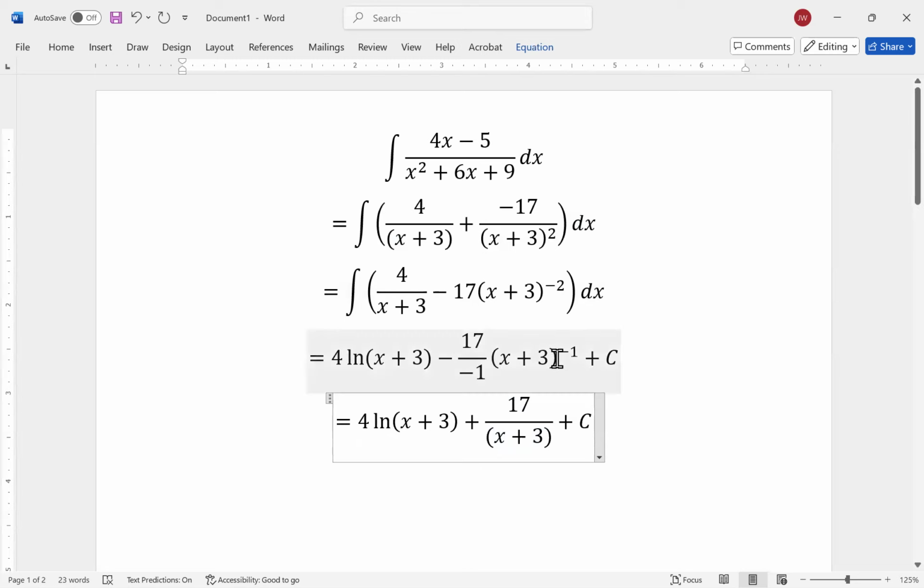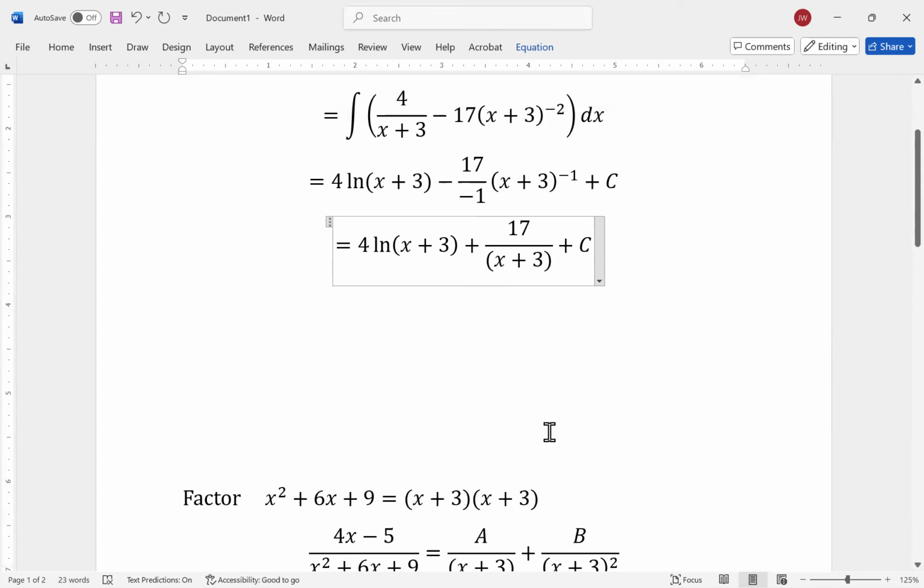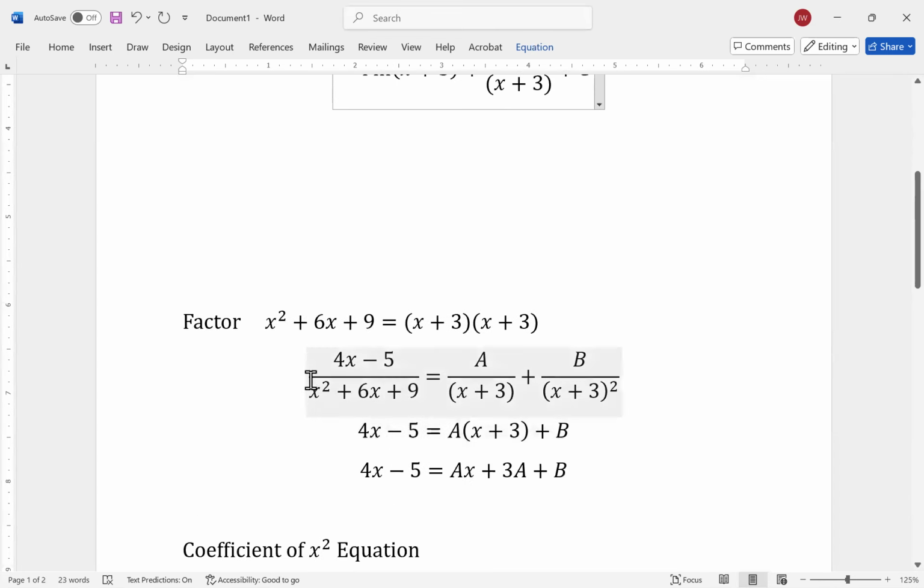So just cleaning that up a little bit makes it 4 times natural log of x plus 3 plus 17 over x plus 3 to the first power. So that's how that works. And again, the whole thing hinges upon understanding this rewrite. Understanding that if I have linear factors repeated, then I can do A over the linear factor to the first power plus B over the linear factor to the second power.